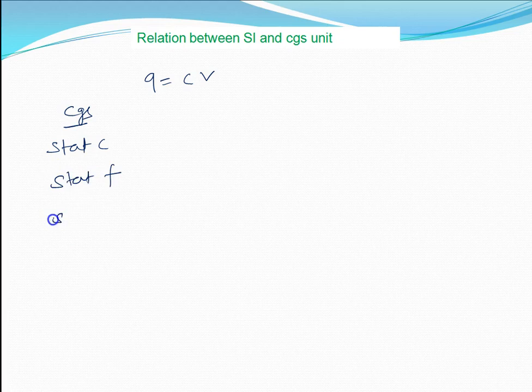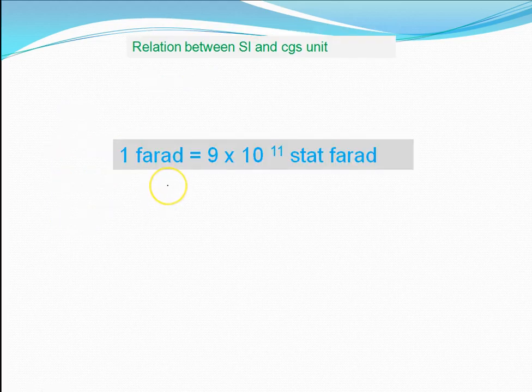Okay, relation between SI and CGS unit. I think you can do it on your own. I just give you the formula Q equal to CV. Now in the CGS system, Q is in ESU or statcoulomb, capacitance in statfarad, voltage in statvolt, and the SI system need not be explained, you please derive it yourself. This is the result.